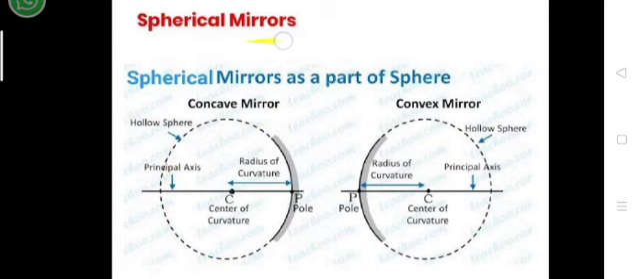So what is a spherical mirror? A spherical mirror is a part of an imaginary hollow sphere, and its surface must be polished. So this part of the sphere is known as a spherical mirror.